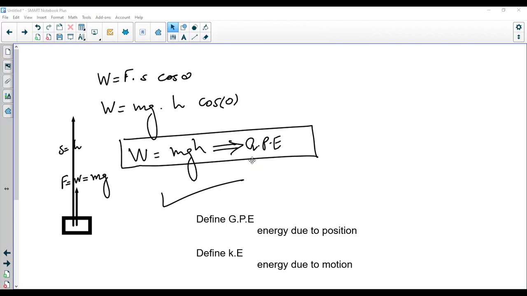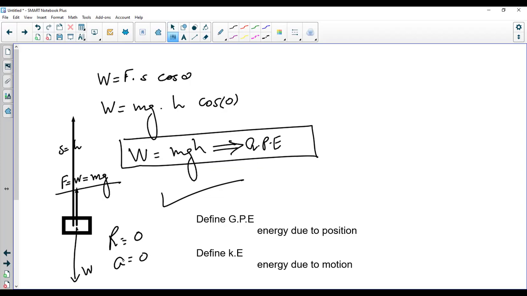We said that to lift it we need a force equal to the weight. If the force is equal to the weight, the resultant force will be 0. If the resultant force is 0, acceleration is 0, which means there is no change in velocity. So that means there is no change in kinetic energy. In this simple discussion, to discuss the potential energy, we keep the change in kinetic energy 0.